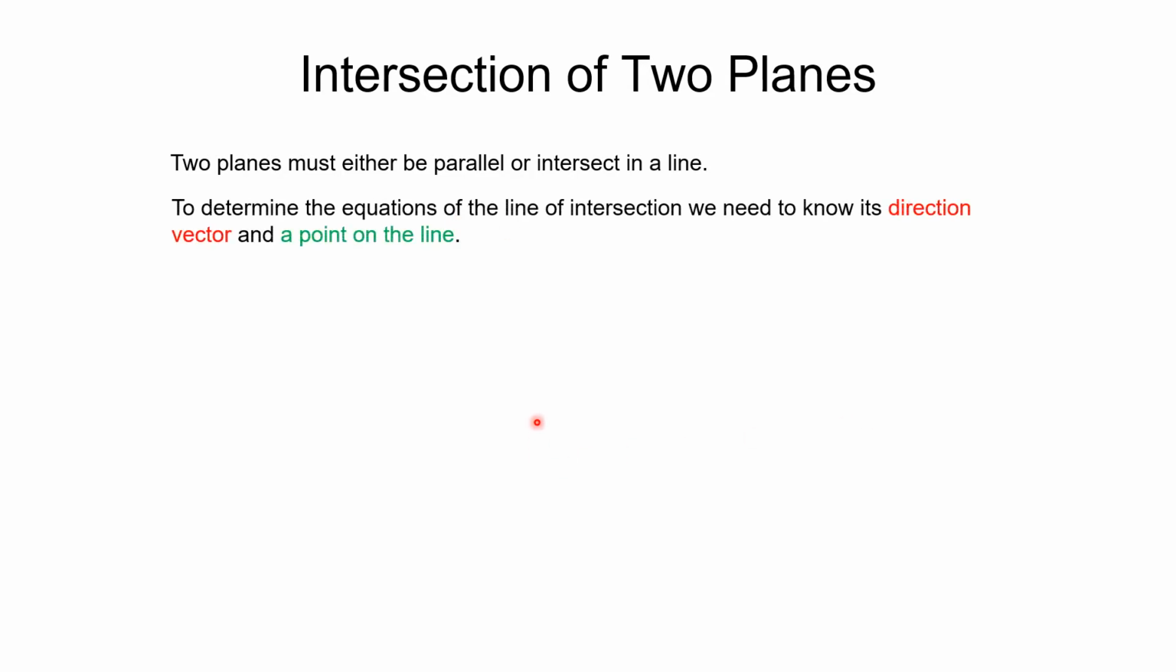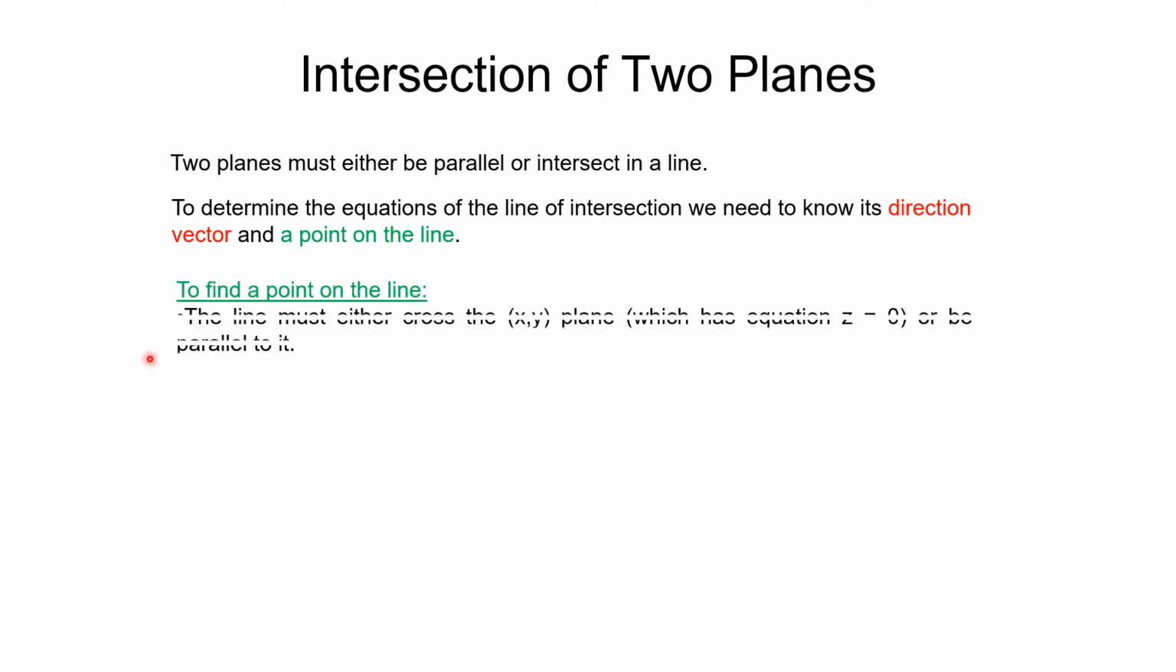Okay, to determine the equation of a line where the two planes intersect, you need to know two things. It is similar to finding the equation of a line in 3D space. You need to know the direction vector and a point on the line. In order to find a point on the line, you basically need to make some initial assumptions based on the two plane equations given.